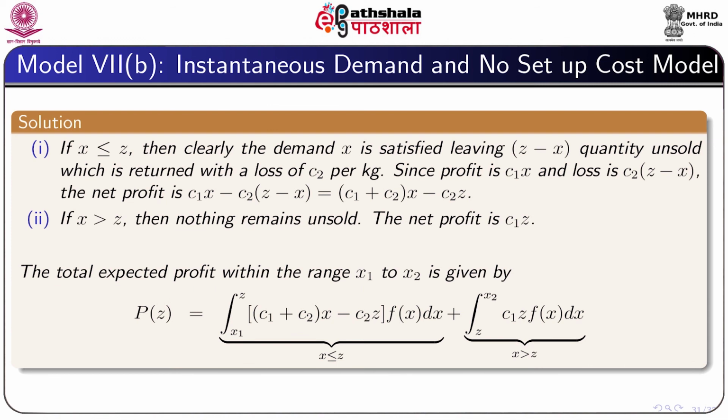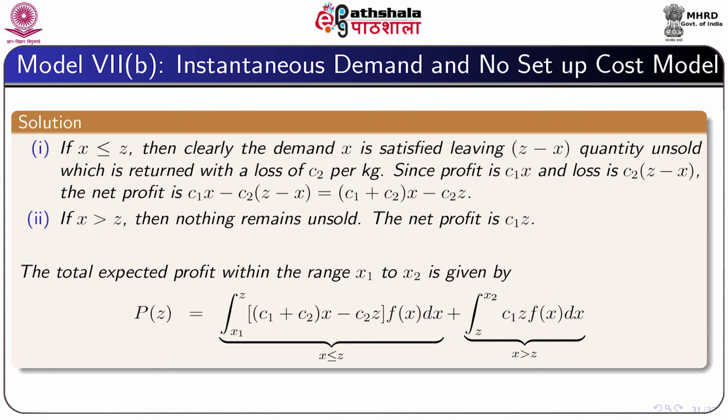Now, if x is less than or equal to z, then clearly the demand x is satisfied, leaving z minus x quantity unsold, which is returned with a loss of C2 per kg. Since profit is C1 x and loss is C2 into (z minus x), the net profit is C1 x minus C2 (z minus x), which is equal to (C1 plus C2) x minus C2 z. Now, if x is greater than z, then nothing remains unsold and the net profit is C1 z.